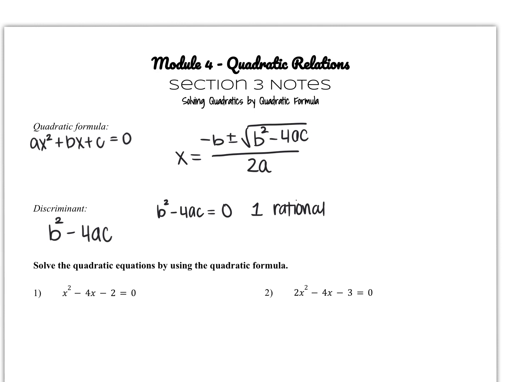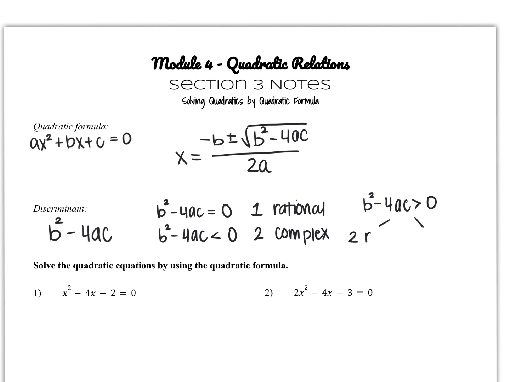If b squared minus 4ac is less than 0, we have two complex solutions. So that's when we get negatives underneath the square root, and that's when i is going to be part of our final answer. So those are complex numbers. If it's greater than 0, there are actually two possible solutions. So b squared minus 4ac is greater than 0. There are two potential answers.